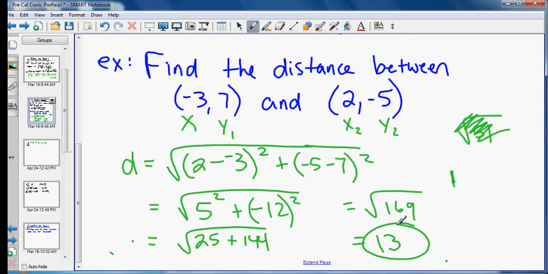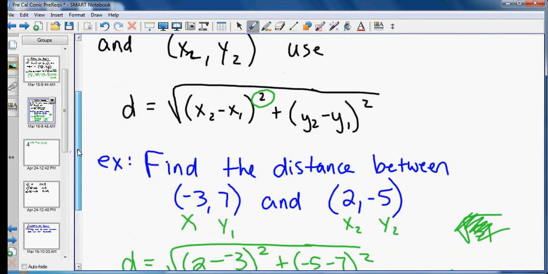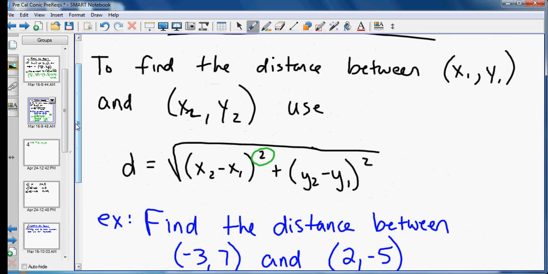Now that's all you have to know, but I want to very briefly show you where in the world this distance formula came from. So consider this part free. You don't have to remember it. Let's say we have a point up here, x1, y1, and a point down here, x2 and y2. We want to know the distance between those two.